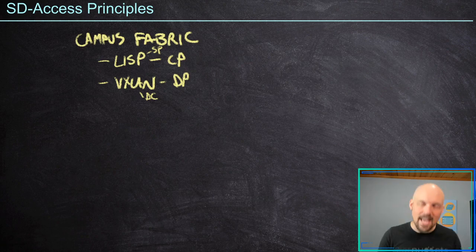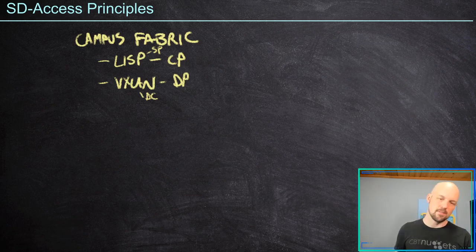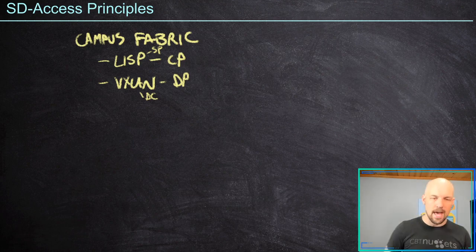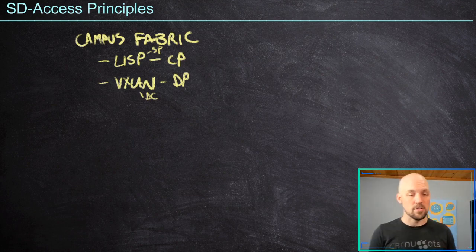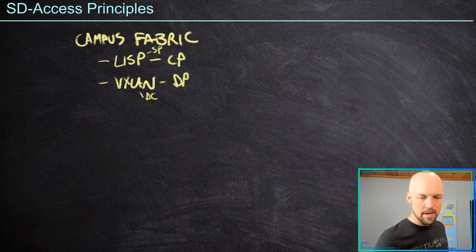VXLAN essentially boils down to a layer two tunnel. Okay, just leave it at that. A layer two tunnel between layer three capable devices. So, hey, guess what? I can extend a layer two subnet between layer three devices with VXLAN. I wonder why I'd want to use that. Maybe going back to our earlier conversation, right? So, LISP at the control plane, VXLAN at the data plane, and then we have this concept of Cisco TrustSec.